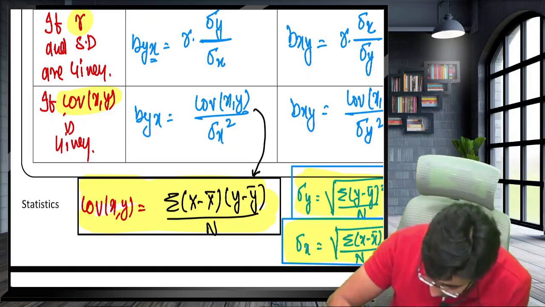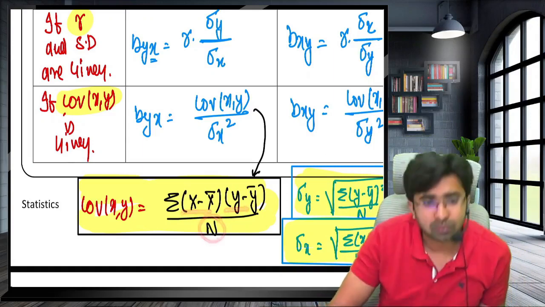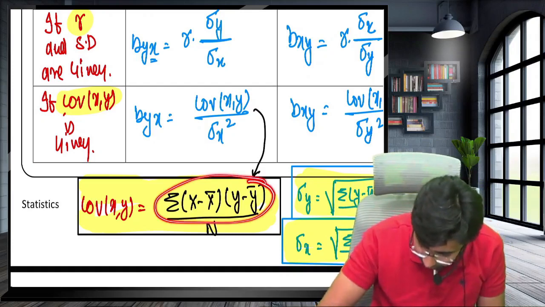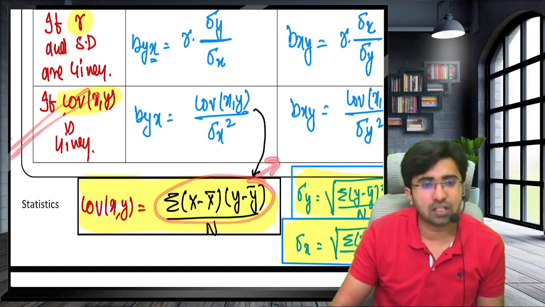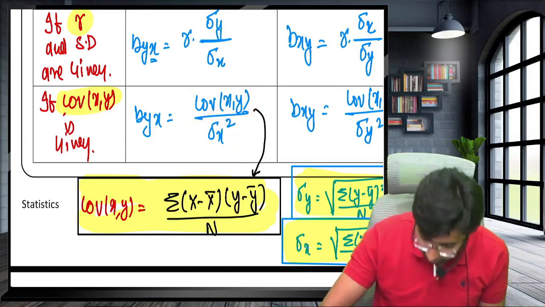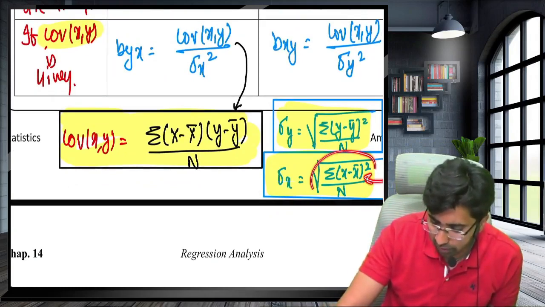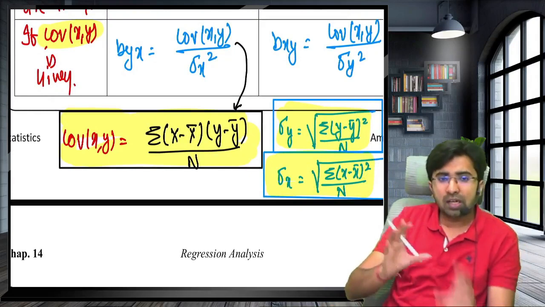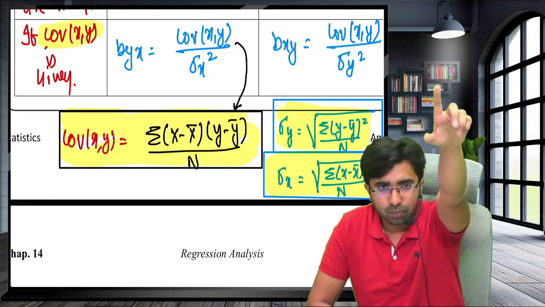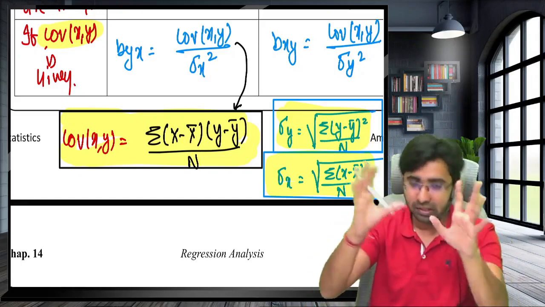And what is the covariance? Covariance is the summation of x minus x bar into y minus y bar divided by n. So whenever you have this in the data, think about the covariance formula: covariance between x and y divided by the standard deviation of x whole square. How to calculate the standard deviation? It is the under root of summation of x minus x bar whole square divided by n. Don't worry about covariance and standard deviation now; when I teach measures of dispersion, I will discuss these in detail.